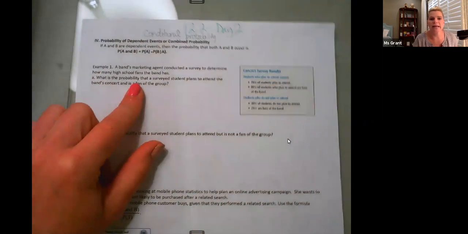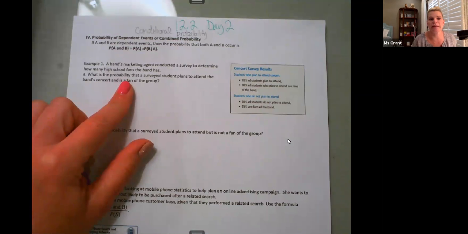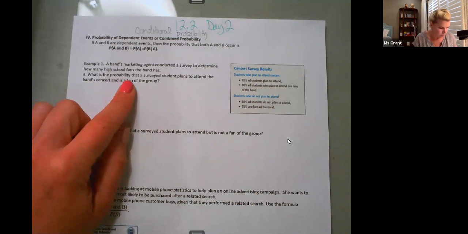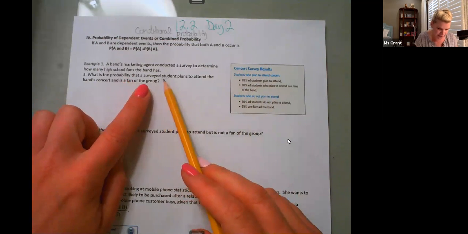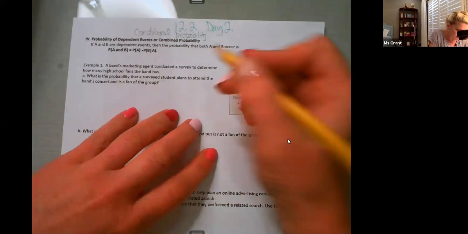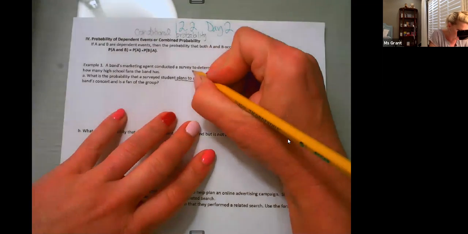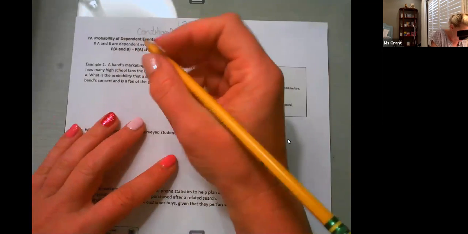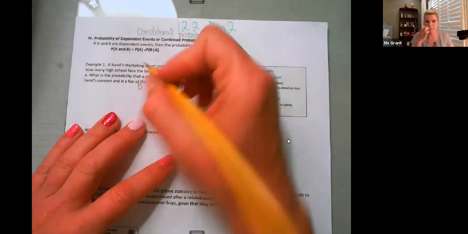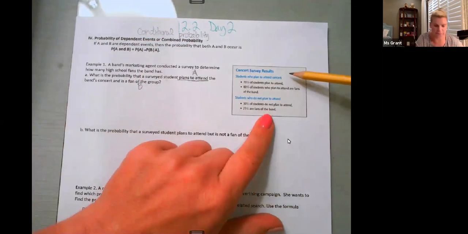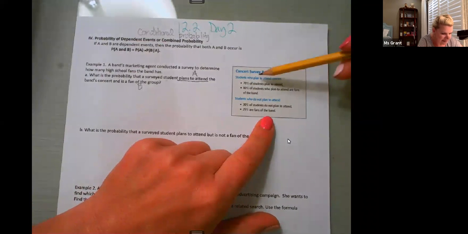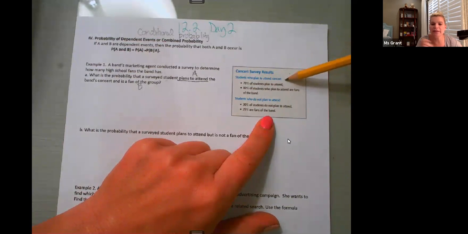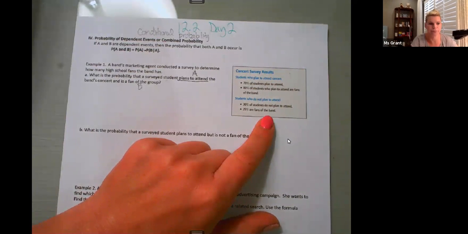A band's marketing agent conducted a survey to determine how many high school fans the band has. So what is the probability that a surveyed student who plans to attend a band's concert is a fan of the group? I'm going to call the fan of the group B. So this chart over here is important. All right, 70% of the students plan to attend the concert. So this band is having a concert. 70% of high school students plan to go.